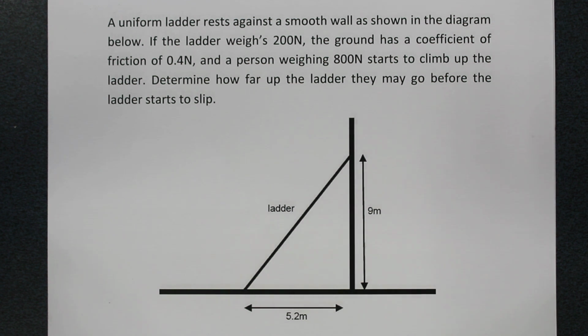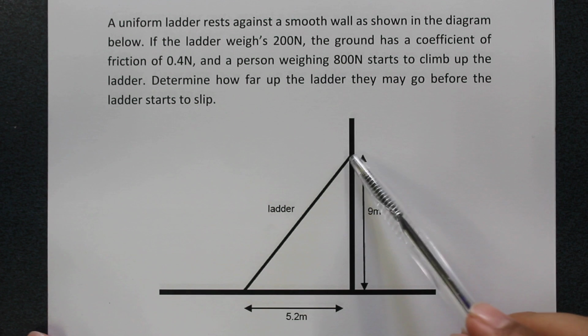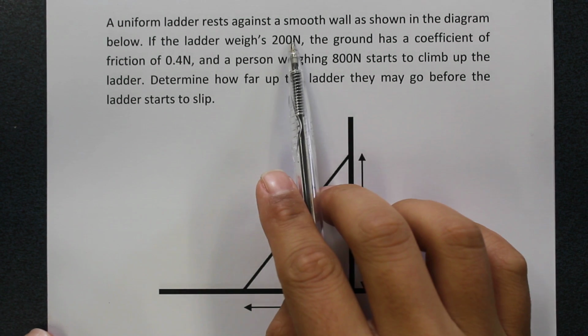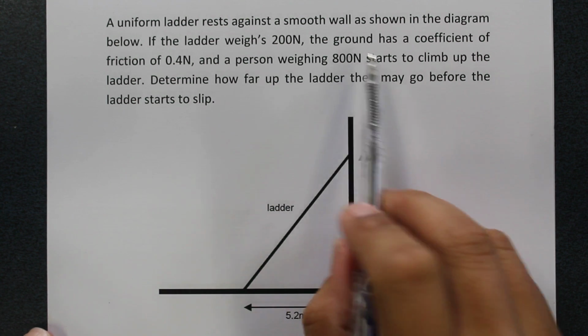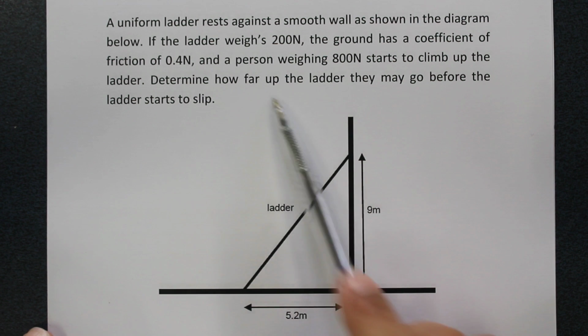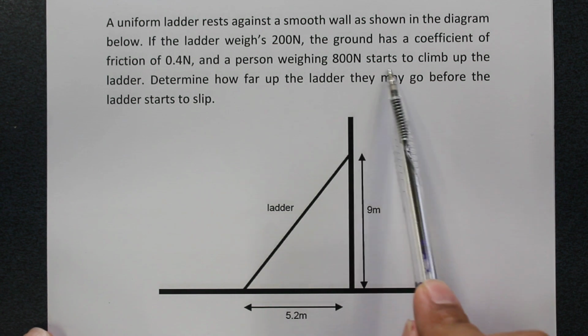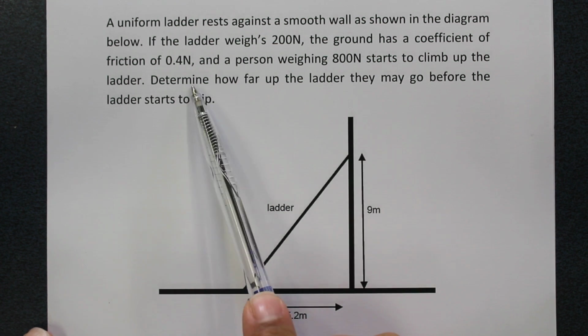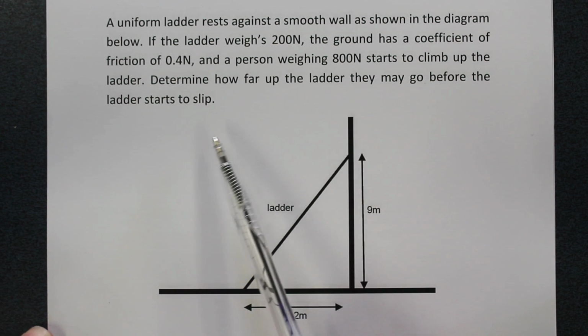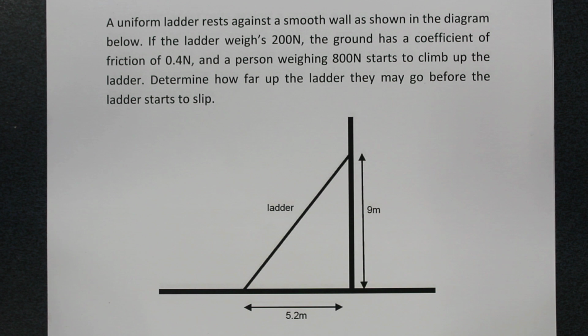A uniform ladder rests against a smooth wall as shown in the diagram. If the ladder weighs 200 newtons, the ground has a coefficient of friction of 0.4, and a person weighing 800 newtons starts to climb up the ladder, determine how far up the ladder they may go before the ladder starts to slip. The first step in this question is to draw the free body diagram.